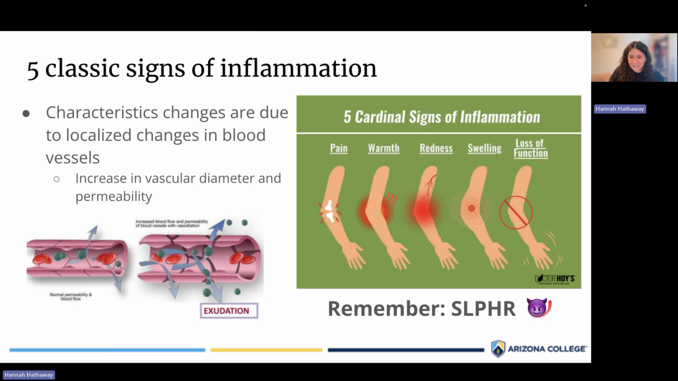To me, sulfur, I think of demons, because supposedly demons smell like sulfur or something. Maybe that's just because I watched a lot of Supernatural, but it makes sense in my brain. So remember sulfur: swelling, loss of function, pain, heat, redness, like a demon, sulfur.